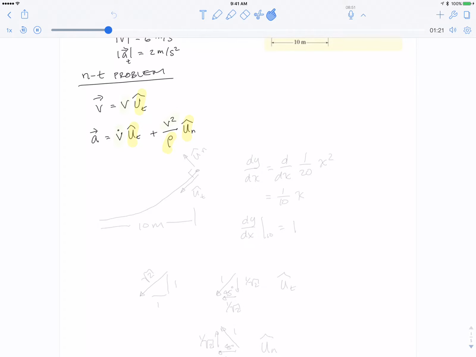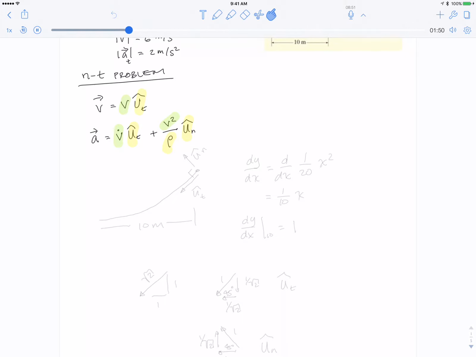But what we do know, highlighted in green, is we are given that the velocity is 6 meters per second. The acceleration in the tangential direction is 2 meters per second squared. And again, here's that velocity of 6 meters per second. So this is going to boil down to finding the unit vectors in the normal and tangent direction and figuring out the radius of curvature at point A. So let's start with the unit vectors.